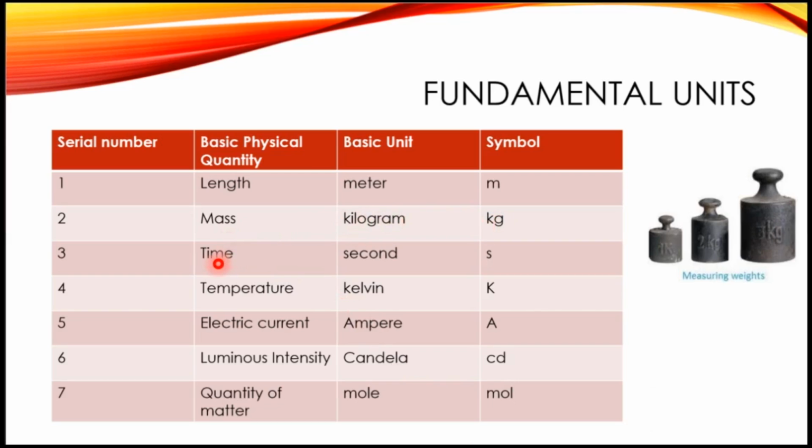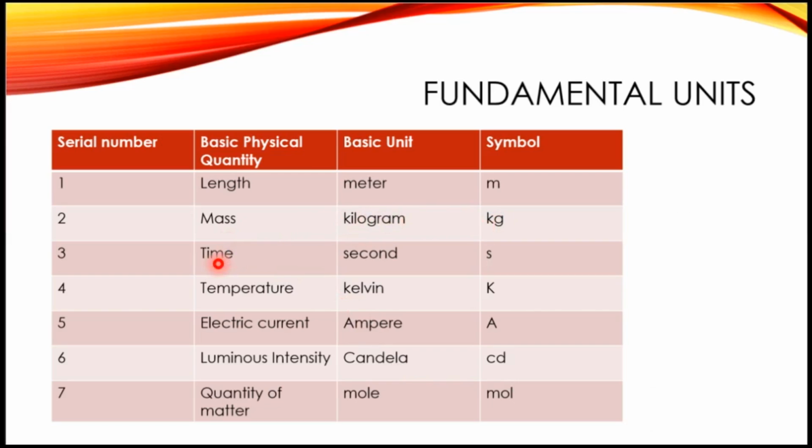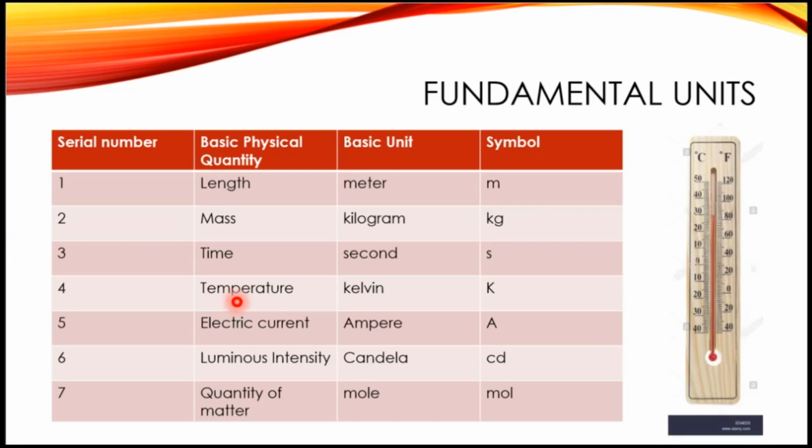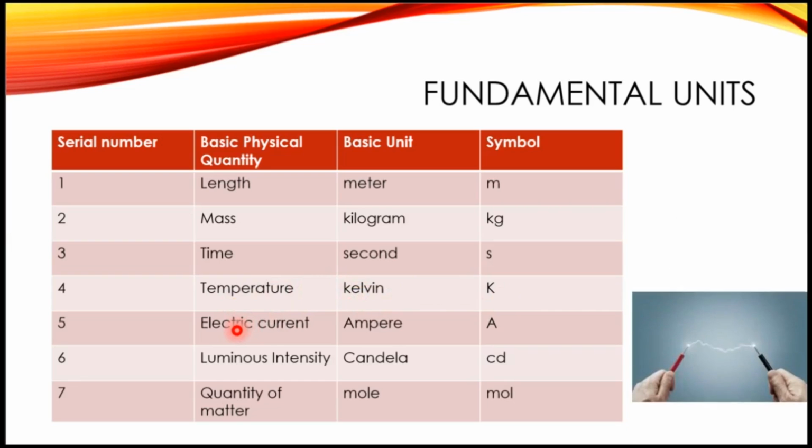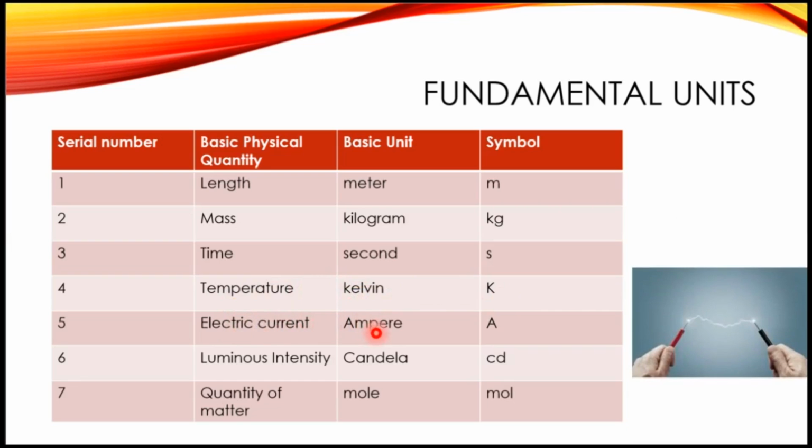The next physical quantity is your time. The basic unit is second and its symbol is s. The next physical quantity is temperature. Its basic unit is Kelvin and symbol is capital K. The next physical quantity is your electric current. It has a basic unit ampere and its symbol is capital A.